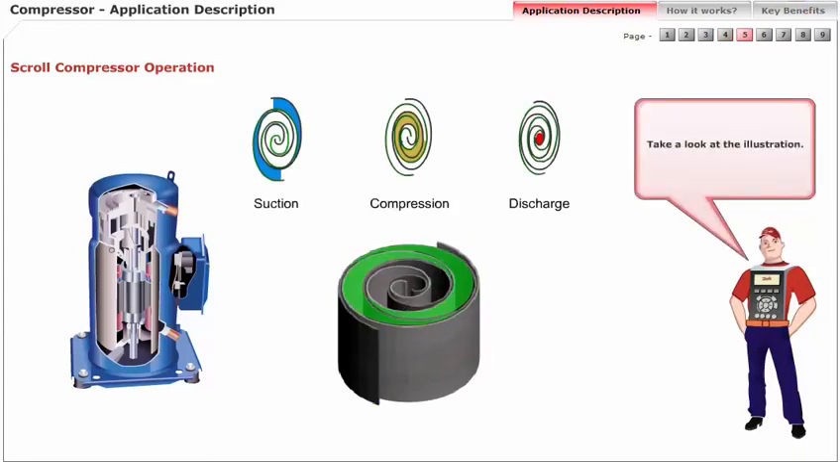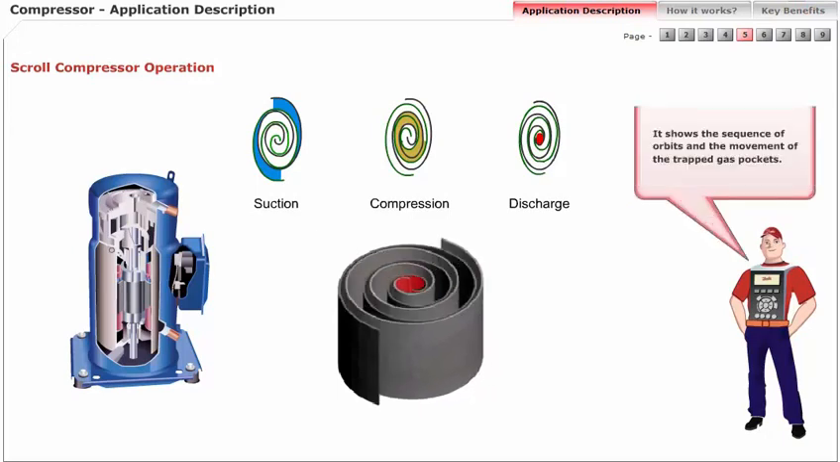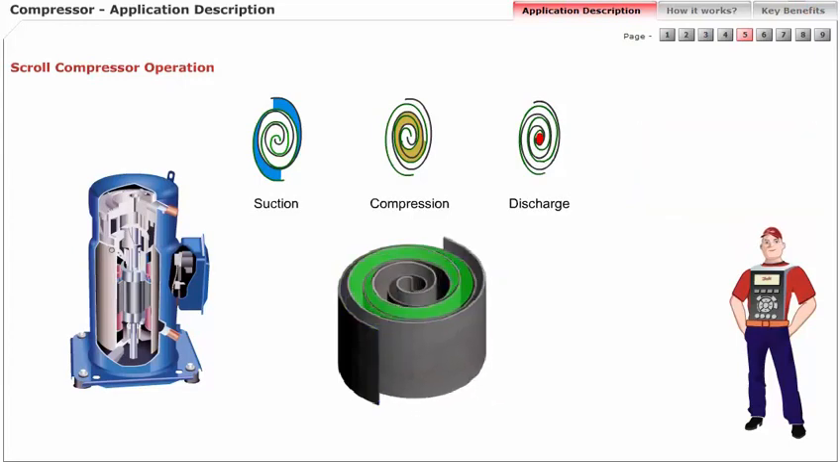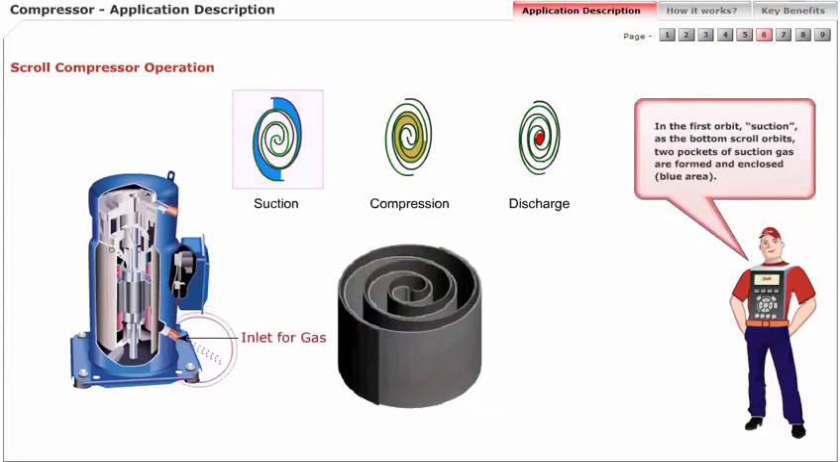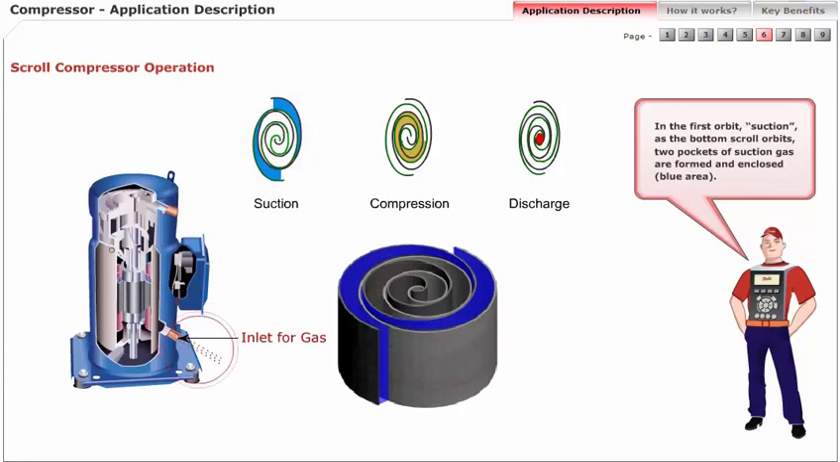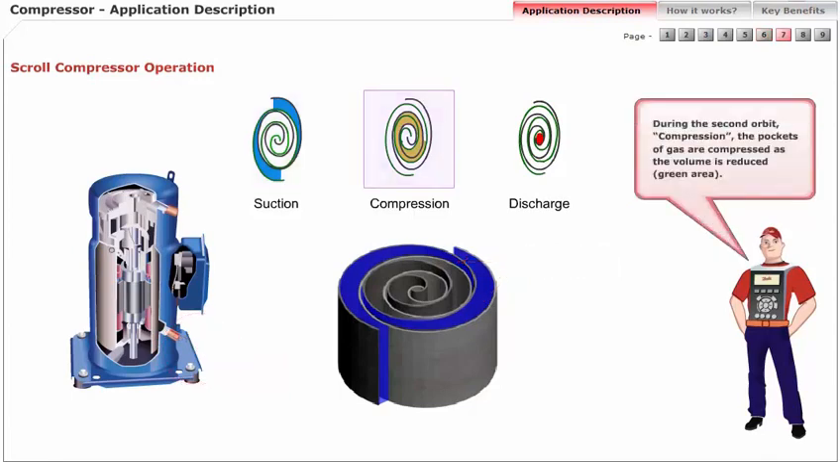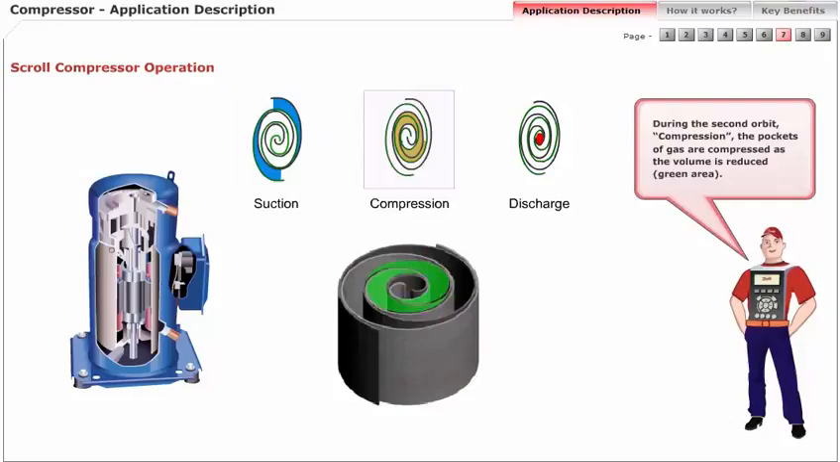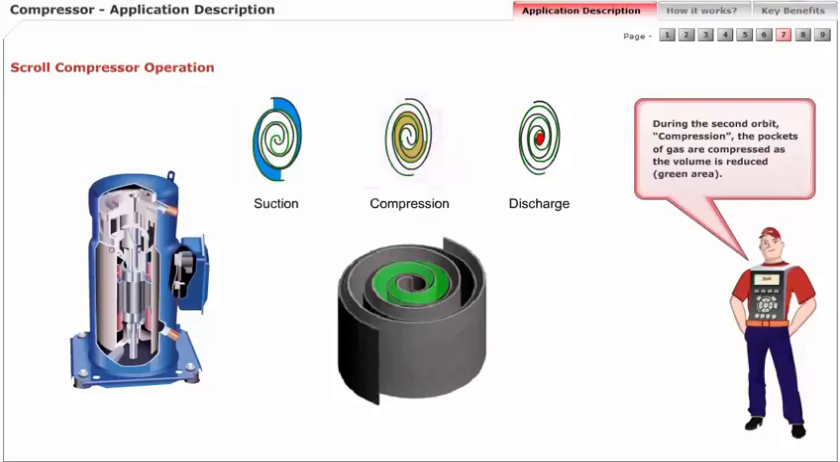Take a look at the illustration. It shows the sequence of orbits and the movement of the trapped gas pockets. In the first orbit, suction, as the bottom scroll orbits, two pockets of suction gas are formed and enclosed. Blue area. During the second orbit, compression, the pockets of gas are compressed as the volume is reduced.